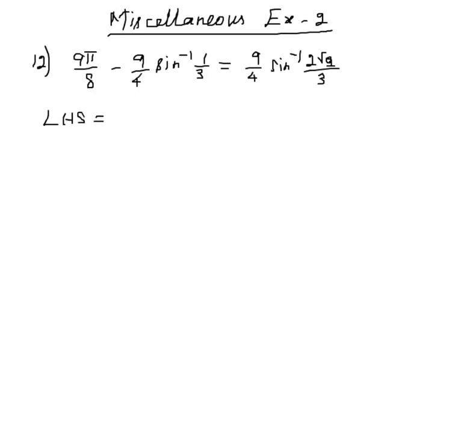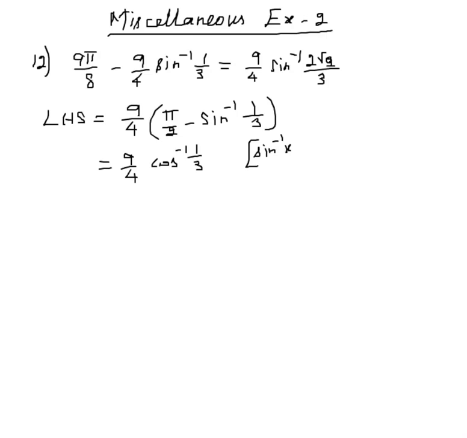LHS is equal to, we can take 9 by 4 common. We have pi by 2 minus sine inverse of 1 by 3. Pi by 2 minus sine inverse 1 by 3 can be written as cos inverse of 1 by 3. Using the formula, sine inverse of x plus cos inverse of x is pi by 2. Therefore, pi by 2 minus sine inverse x will be cos inverse of x.